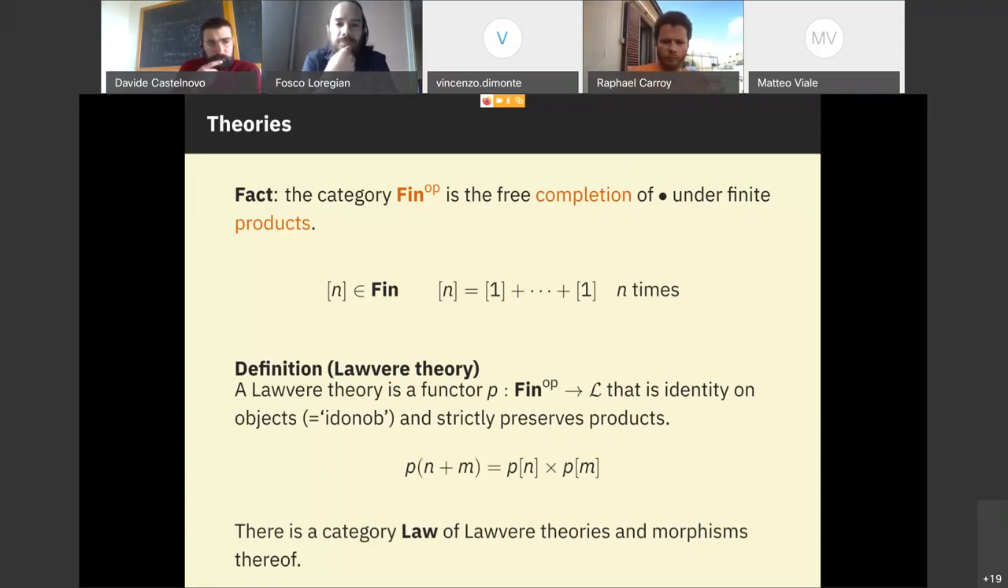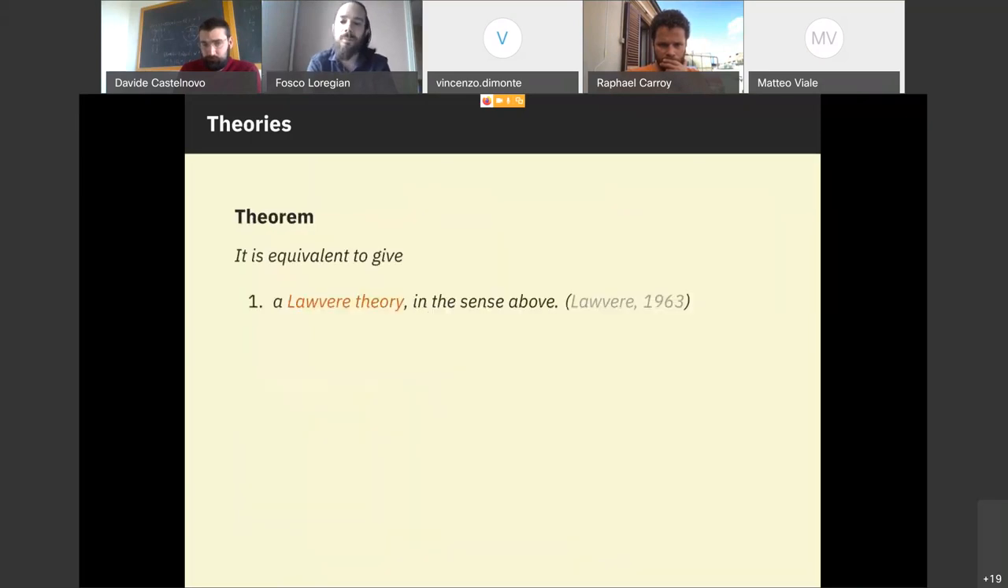Okay, another very, very elementary remark is that there is a category of these things. Unfortunately I don't have a device to write down, but if you have P from Fin^op to L and Q from, let's say, Fin^op to L', a morphism will be a functor from L to L' that makes the obvious triangle commutative. And this is a very simple definition.